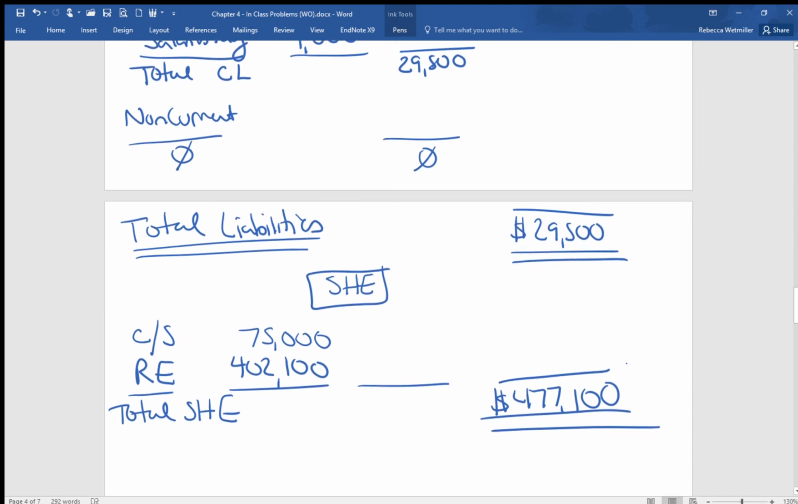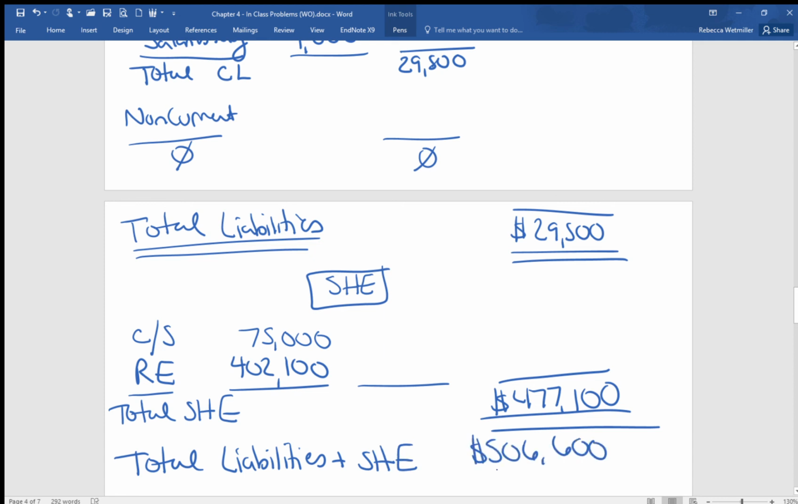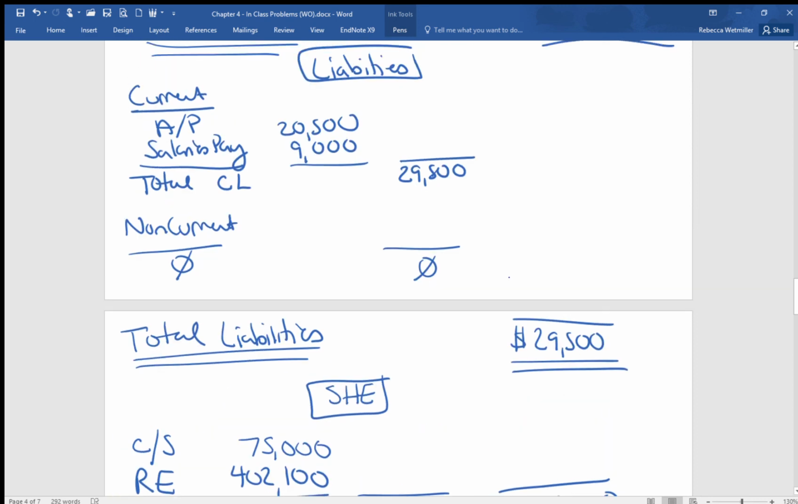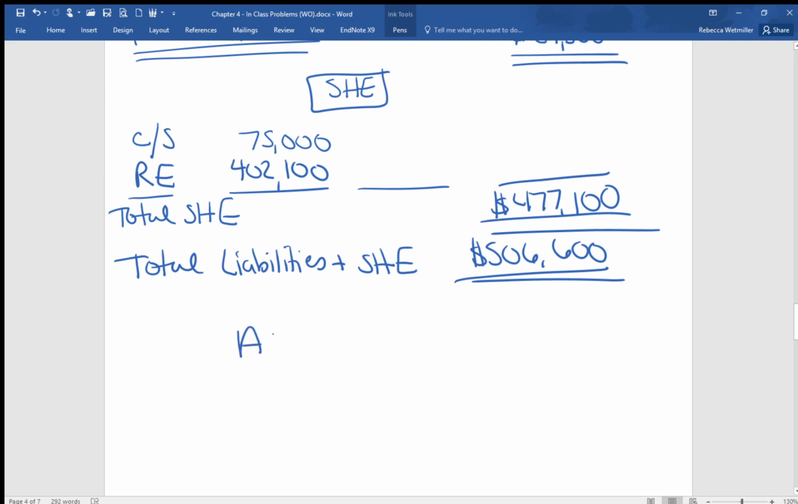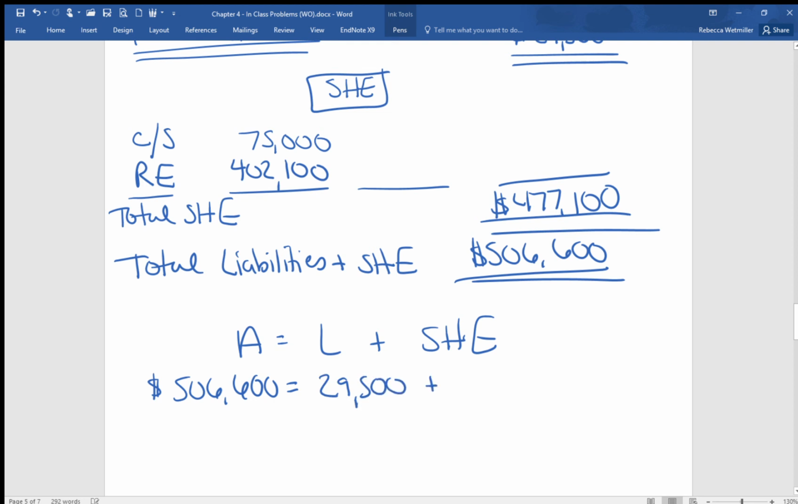And if I do my total liabilities and my stockholders' equity, I get $506,600, which is the same as my total assets. So from our balance sheet, we can see that our assets equals our liabilities plus our stockholders' equity. So our assets were $506,600. Our liabilities were $29,500. And our stockholders' equity was $477,100.